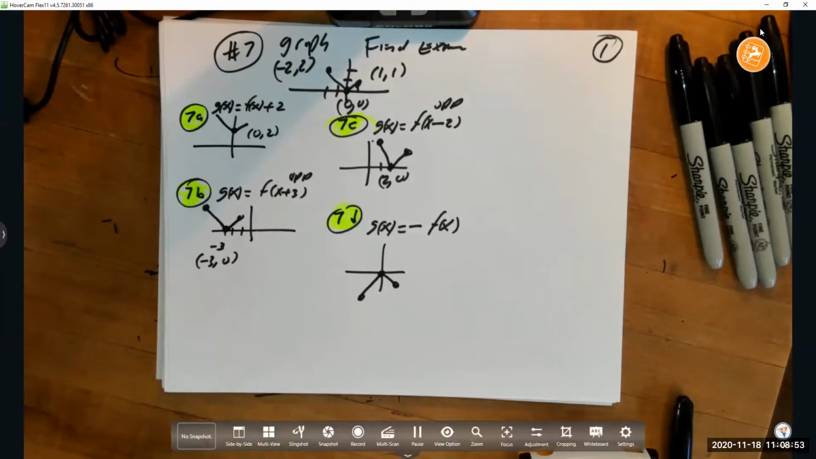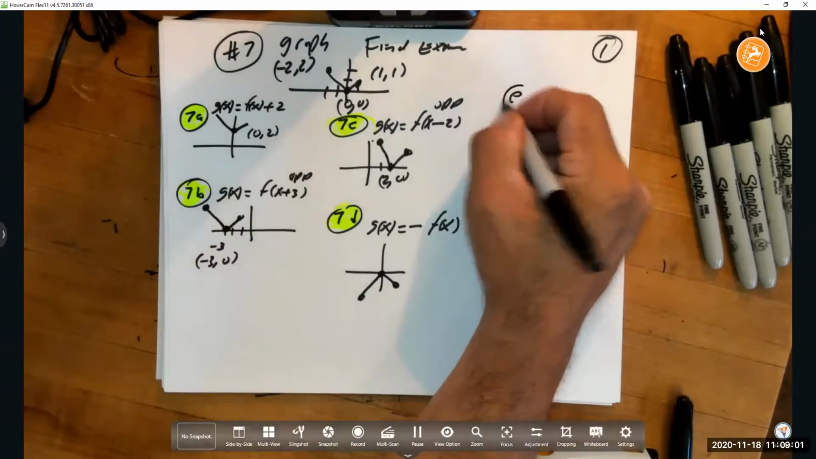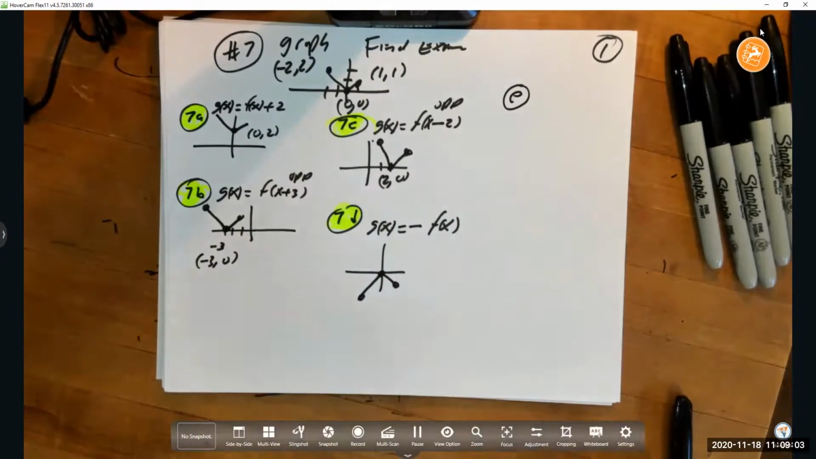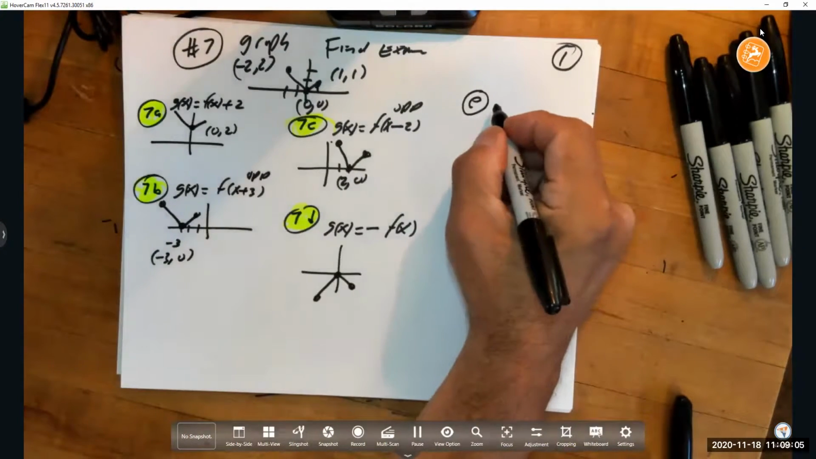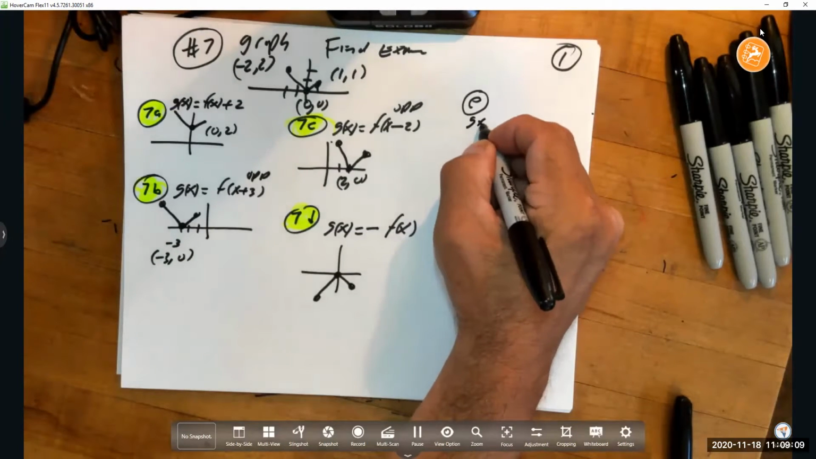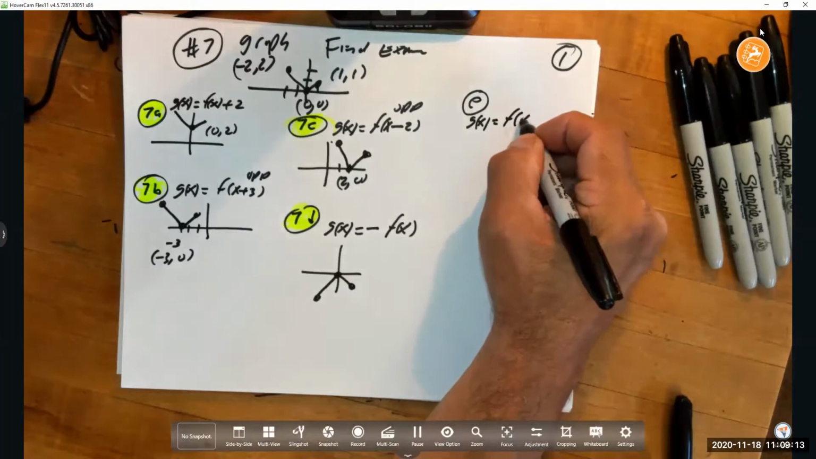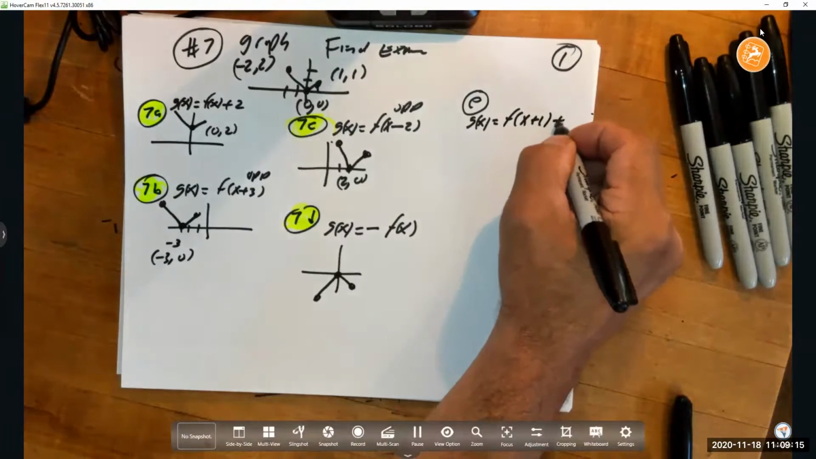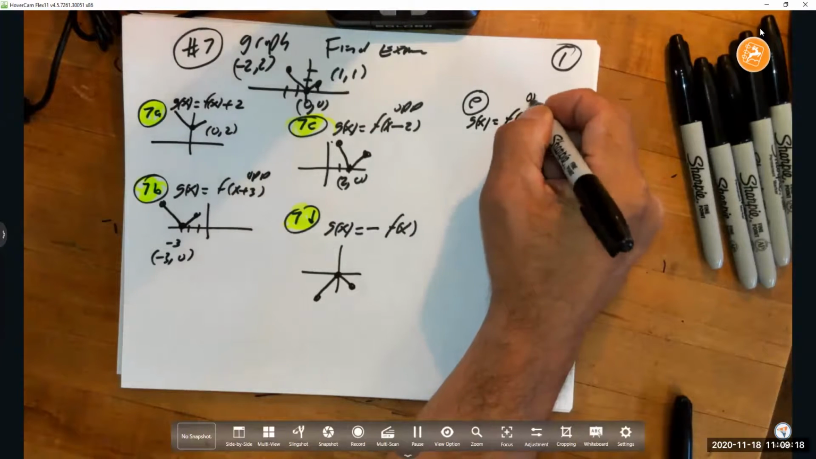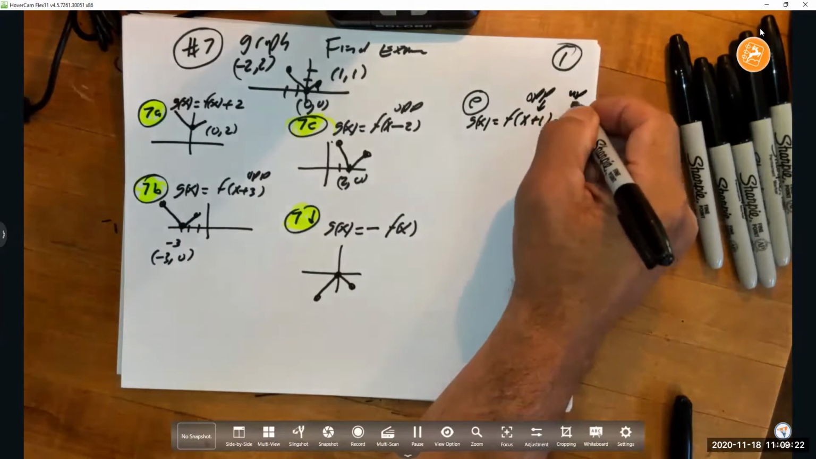Now I'm going to do A, B, C, D, I don't know, E, F, I guess. E. A, B, C, D, E. I'm going to say this time g of x is going to be f of x plus 1 plus 1. Okay, it's going to do the opposite of this. And it's going to go up that number right there.